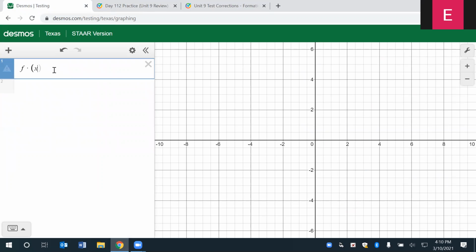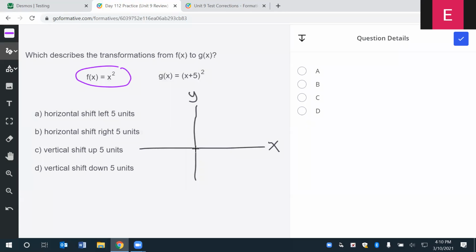You don't have to put the f of x part, but I just typed it right now. That is the parent function. That's the first one, so I'm going to sketch that one in my review. It goes through right here, through the origin, and goes like this.